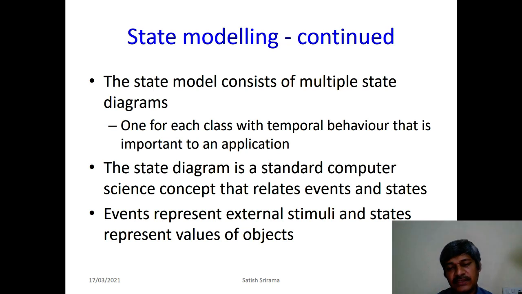This relates to events and states. An event represents some external stimuli, which we will see in the coming slides, and states represent values of objects, which we will be discussing in the next video. So again, to be clear, events represent some sort of external stimuli, and states represent values of those objects. Let us look at events first.